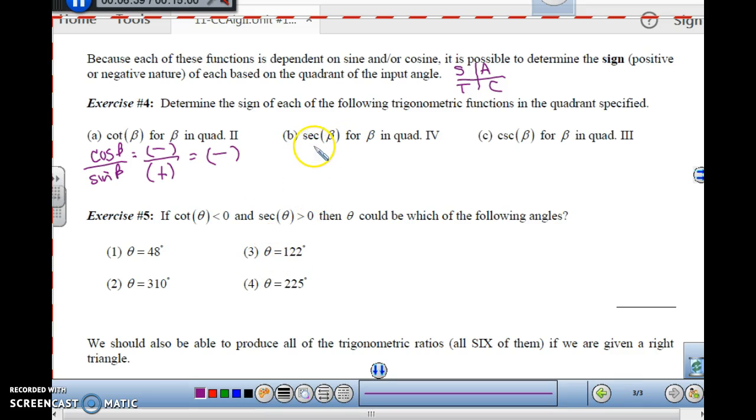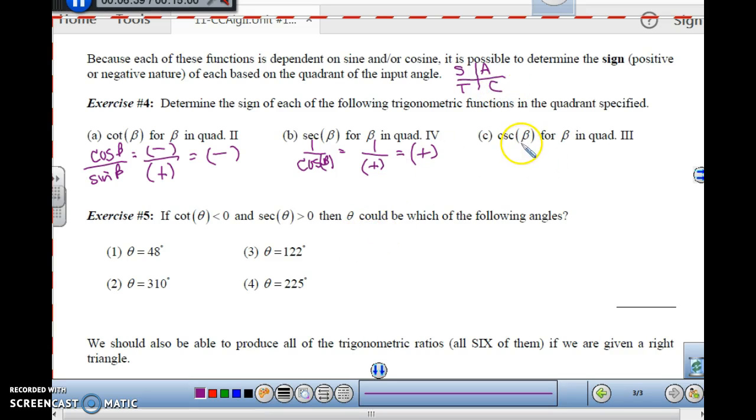All right, secant of B. Secant, remember, is 1 over cosine. So 1 over cosine of B. All right, so if I'm in the second quadrant, this is going to be 1 over, or the fourth quadrant, I'm sorry. The fourth quadrant will be positive. So 1 divided by a positive number will be a positive number. So if cosine is positive in the fourth quadrant, secant will be positive.